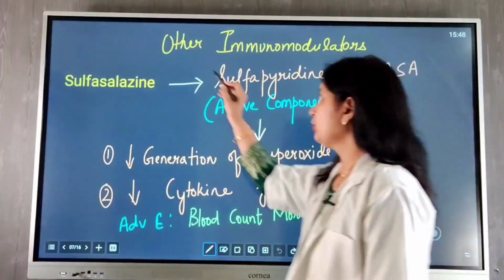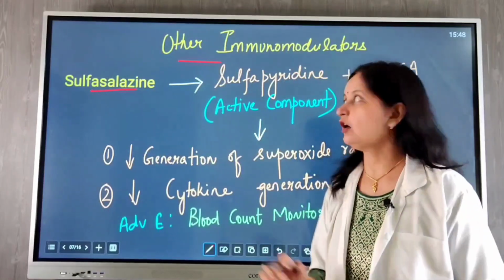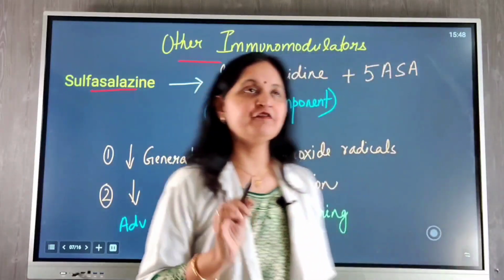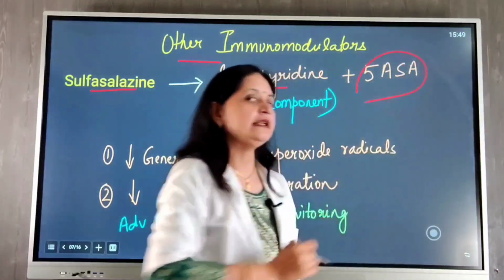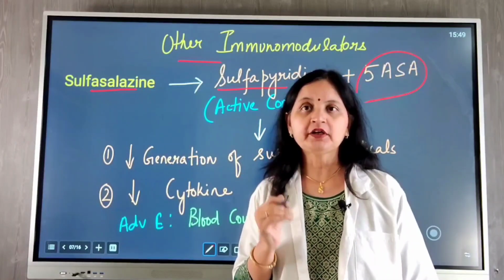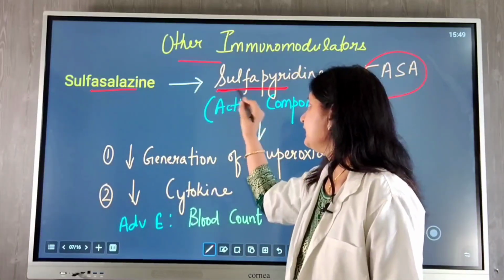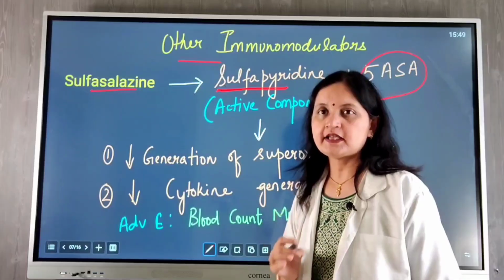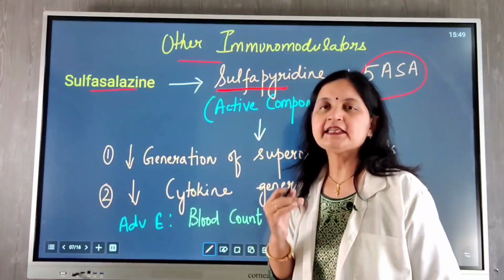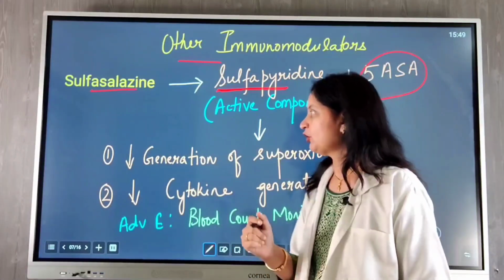Now coming to the other immunomodulators, sulfasalazine, a derivative of sulfonamide, splits in the colon to form sulfapyridine and 5-aminosalicylic acid. Now do remember that 5-aminosalicylic acid is an active component in the management of ulcerative colitis and Crohn's disease. However, in rheumatoid arthritis, the active component is sulfapyridine. So sulfapyridine, an active component of sulfasalazine, is used in the management of rheumatoid arthritis, is used in mild cases of rheumatoid arthritis, or it is combined with methotrexate in the treatment of this disease.